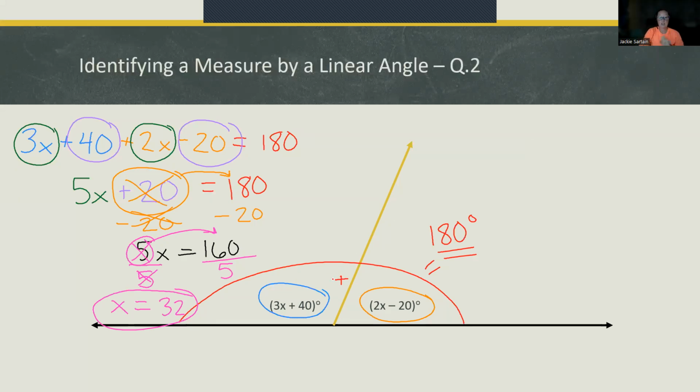Remembering that a linear angle equals 180 degrees, you simply pull the values from each angle, add them together, and set them equal to 180.